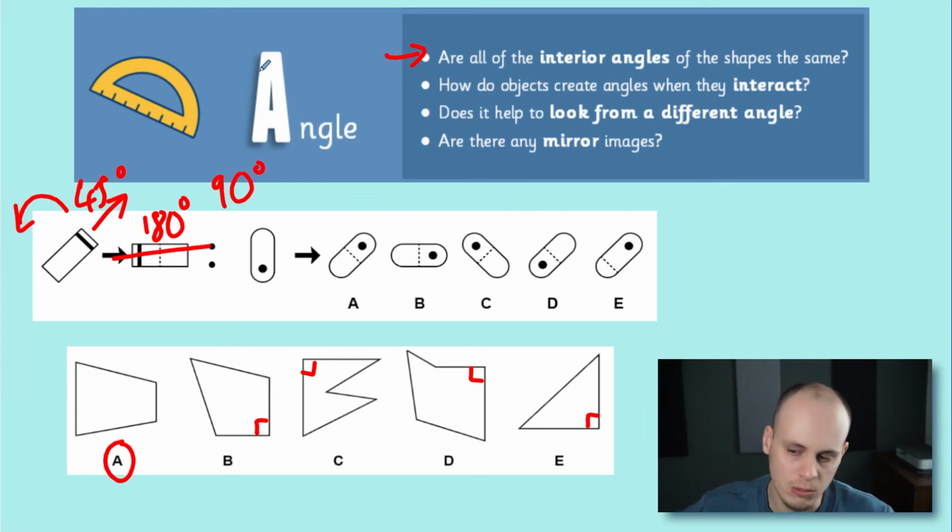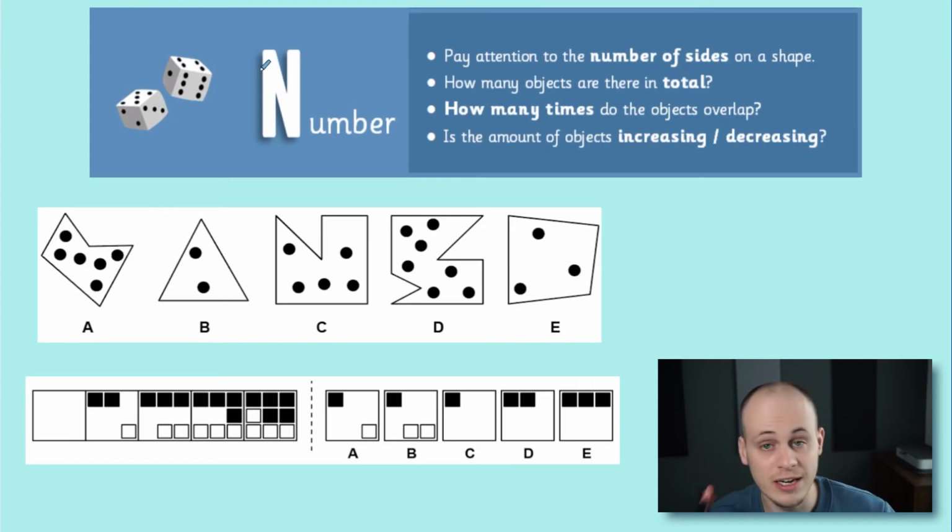So we've got shape, we've got color, we've got angles, and now we're looking at number. This is another really big one. Pay attention to the number of sides on a shape. So often in nonverbal reasoning questions the number of sides in the shape is important for some reason, whether it's related to something else within the figure, like in this first question here. The way to solve it and the way to find the odd one out is about the relationship between the number of sides and the number of dots within each figure.